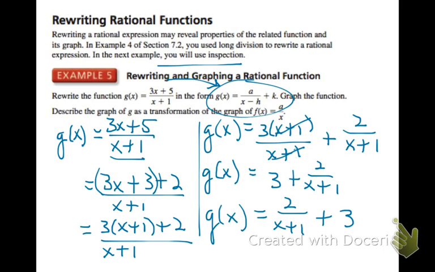Now the directions say graph the function, but we're not going to graph the function. And I'm not going to have you describe the transformation, although I know you could. You could say that the graph is shifting 1 to the left because of the h value and 3 up. I just simply wanted to expose you to this method of inspection. So let's look at another example.